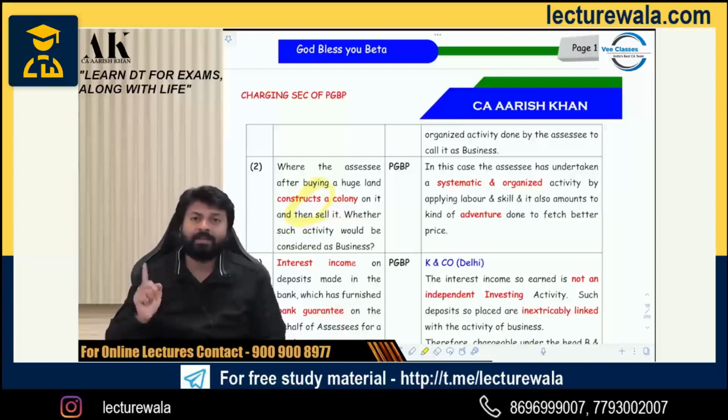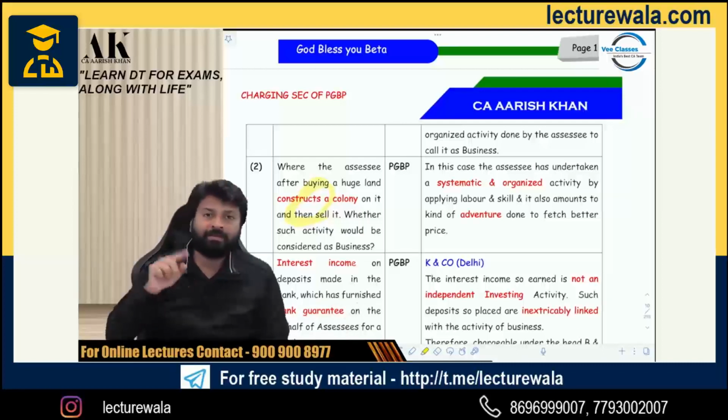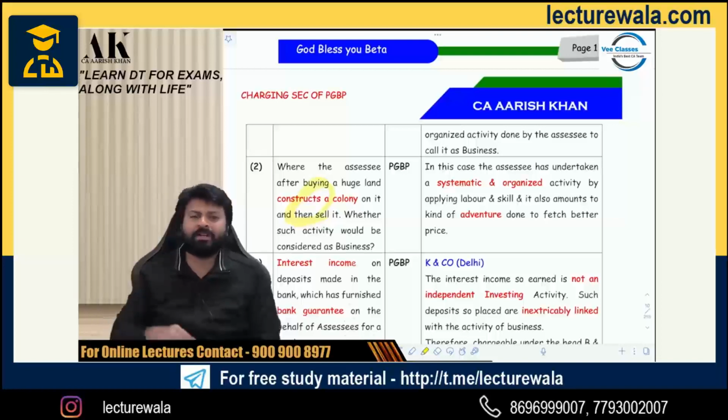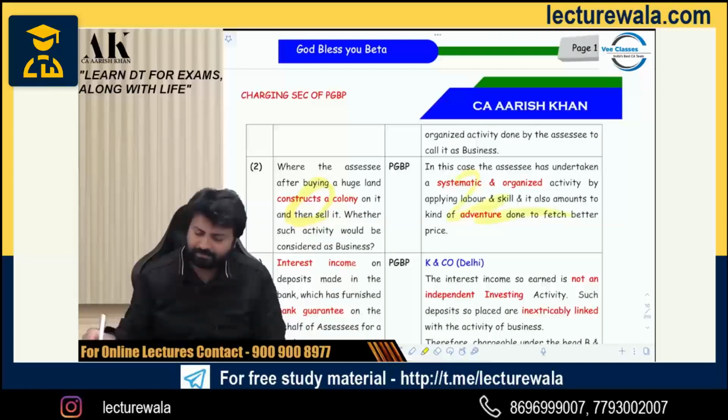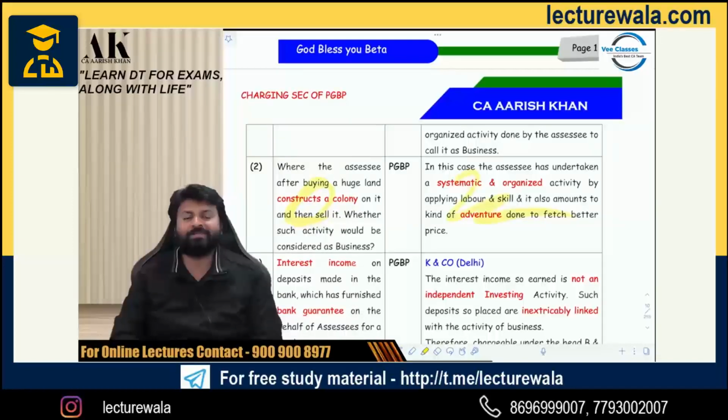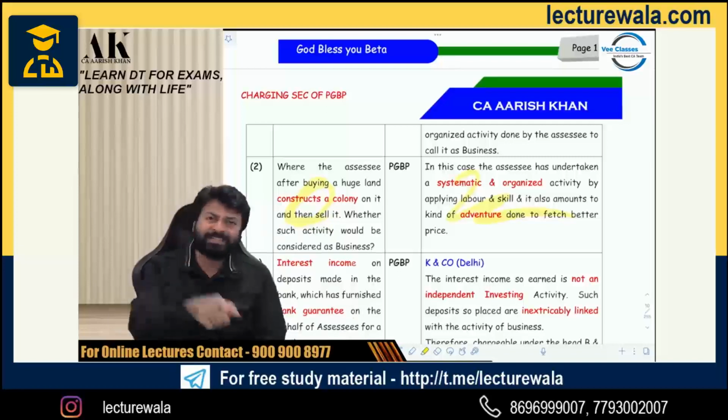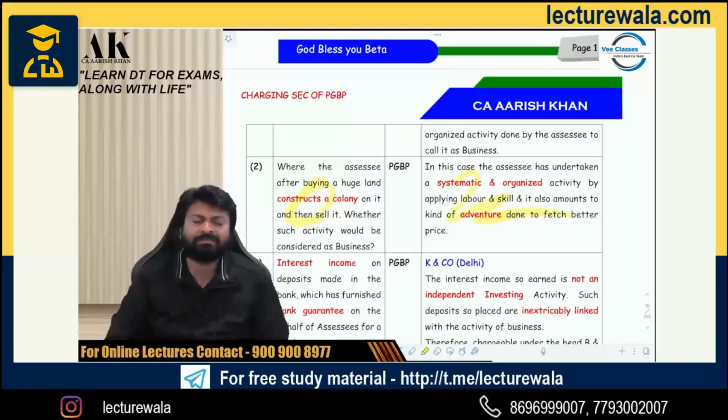It's a systematic and organized activity of applying labor and skill with a dominant intention of earning profits. Check. Yes, here there is an adventure. Here there is a risk. Here the intention of the assessee is to do business, to apply systematic and organized activity of labor and skill with a dominant intention of earning profits. Yes, it is a business. It is PGBP.